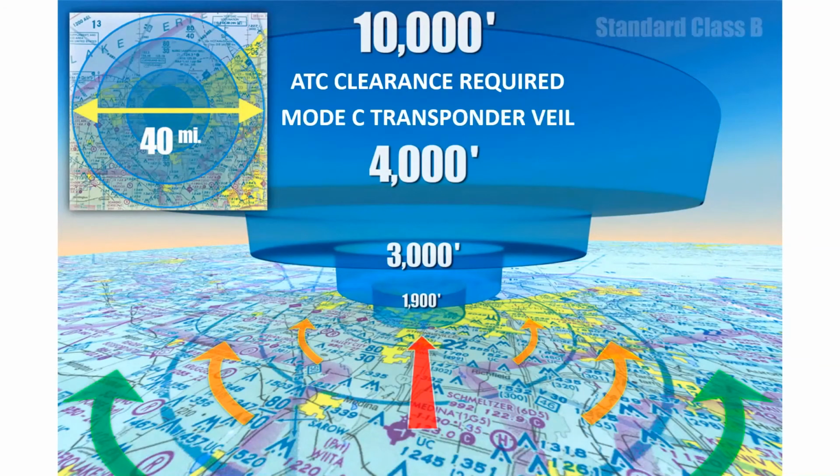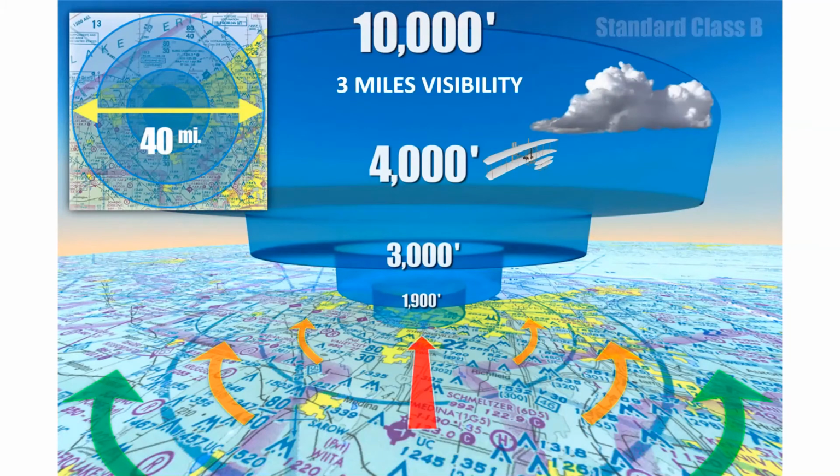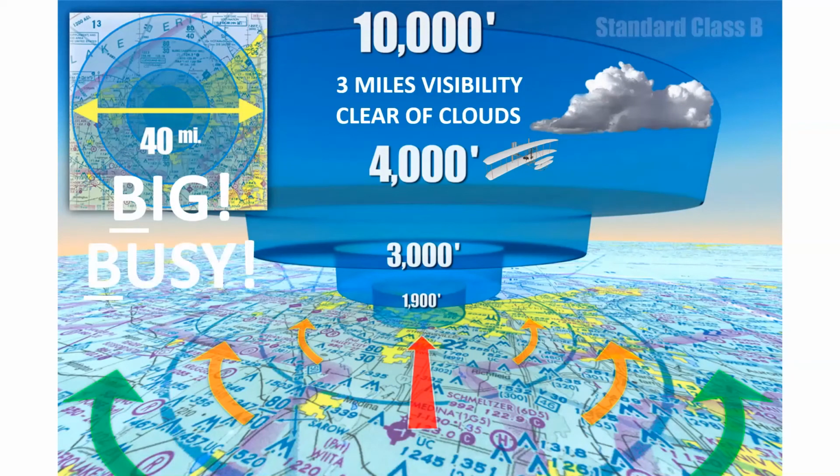Around any Class B airport, there will be a Mode C veil. That veil will typically have a 30 nautical mile radius and extend all the way from the surface up. Your visibility and cloud clearance requirements are simply 3 miles visibility and remain clear of clouds. Remember, Class B is big, it's busy, and it's blue.